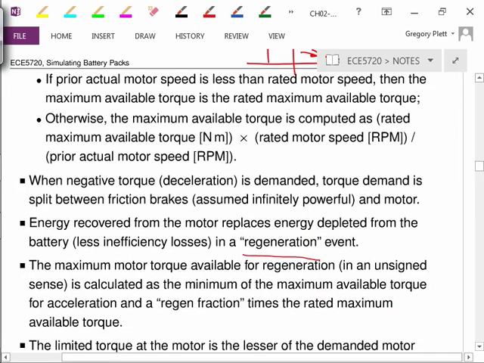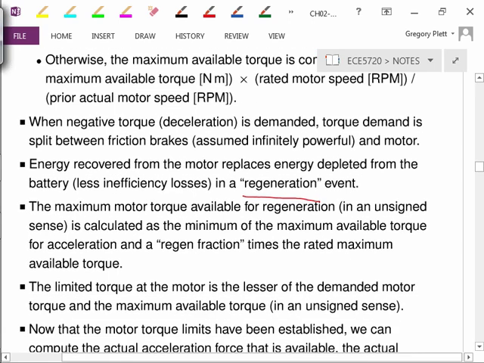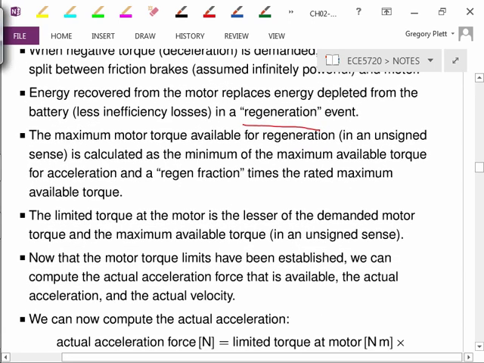So the maximum motor torque available for regen is calculated as the minimum of the maximum available torque for acceleration and a regen fraction times the rated maximum available torque. The limited torque is the lesser of the two in an unsigned sense. And now either way, if I'm accelerating or decelerating, I have an available motor torque.